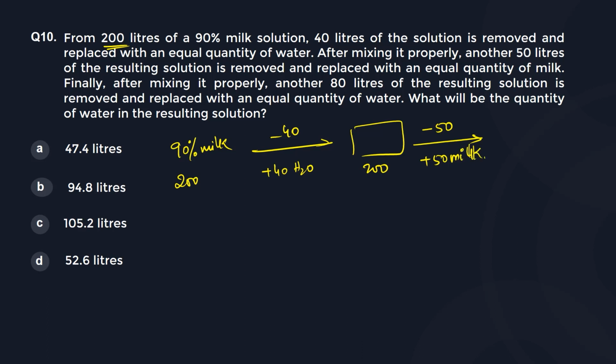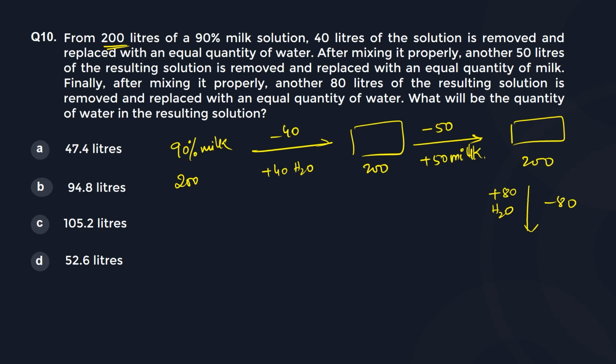So you are again getting back your 200. After mixing it properly, another 80 liters, so minus 80 liters of the resulting solution, is removed and replaced with an equal quantity of water. So plus 80 liters of water. What will be the quantity of water in the resulting solution?